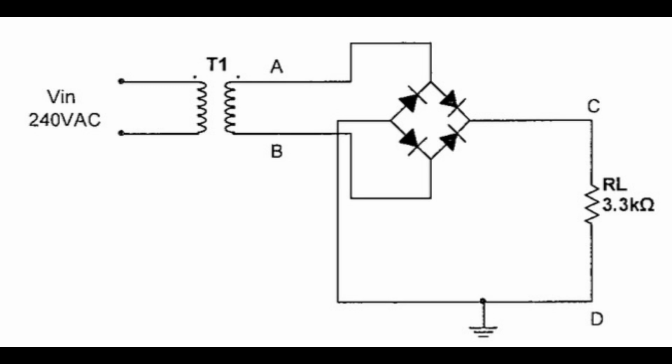So in short, the circuit clearly shows how diodes act like a one-way gate, making sure current only flows in one direction, which is how AC is converted into DC.